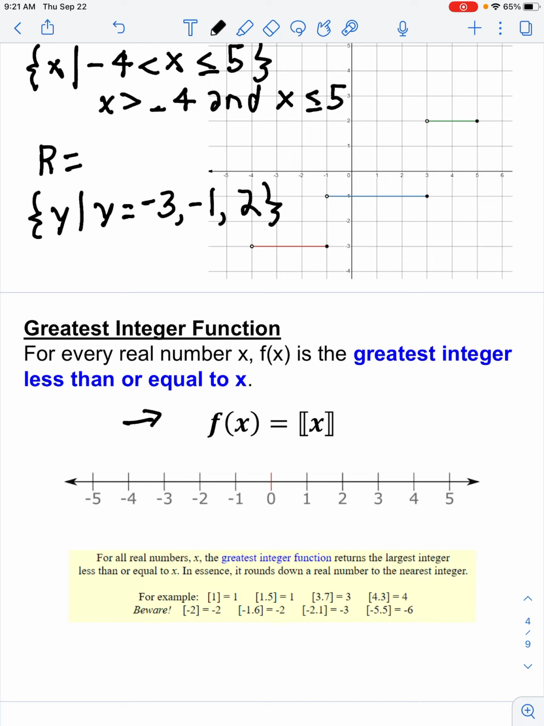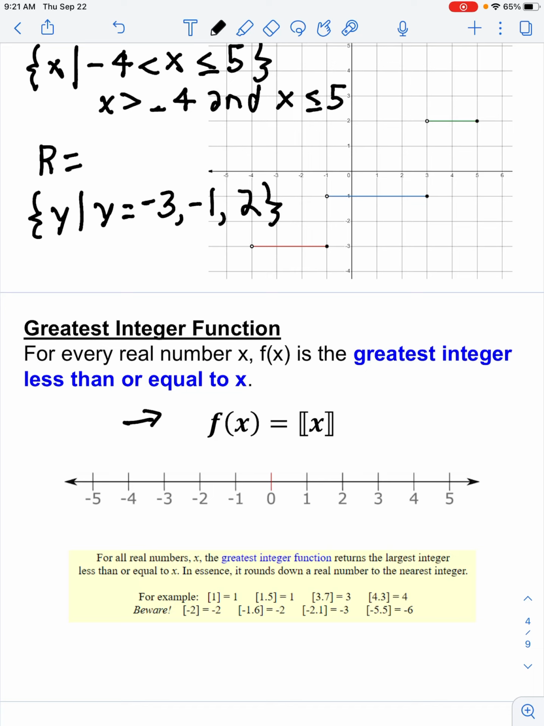And so I've put a number line there so you can think about this. But for all real numbers x that you enter into the greatest integer function, it always returns the largest integer that is less than or equal to x. In essence, it rounds down a real number to the nearest integer.